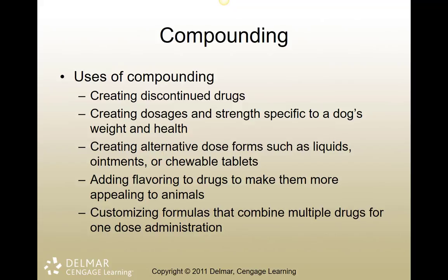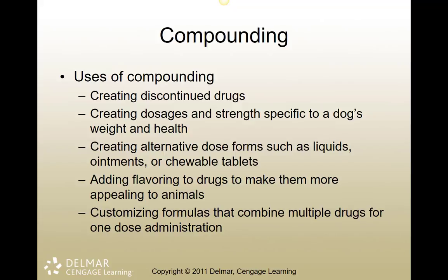We can also, and this is more common, create dosages and strengths that are specific to a dog's weight and health, or horses or cows or whatever it is. So we're going for a dosage and strength that will make it easier to give to that animal. It might be something like ibuprofen.